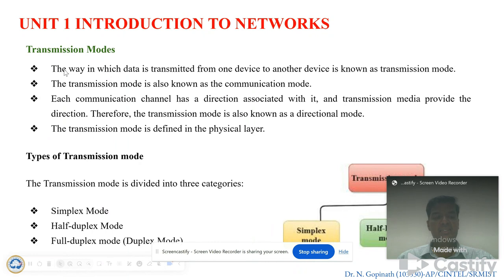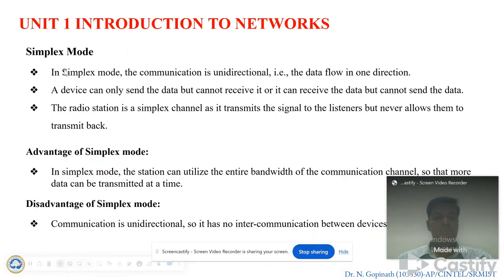Next is the types of transmission mode. There are three types of transmission mode. First one is a simplex mode, second one is the half duplex mode, and the third one is a full duplex mode. First we will see about the simplex mode. In simplex mode, the communication is unidirectional. That is, the data flows in one direction. A device can send only the data, but the receiver cannot send it back.